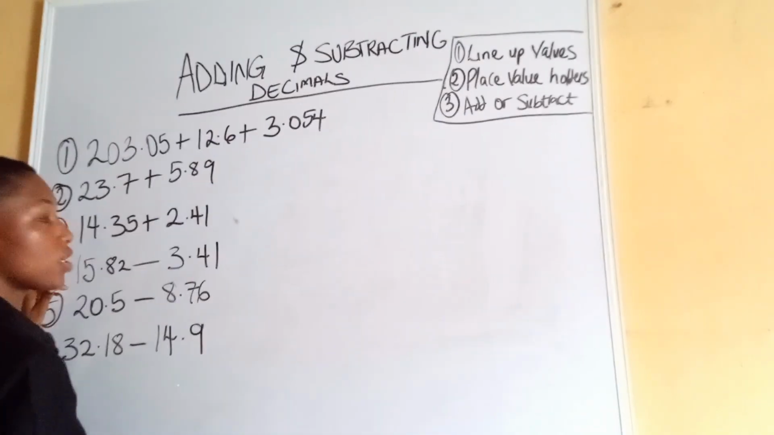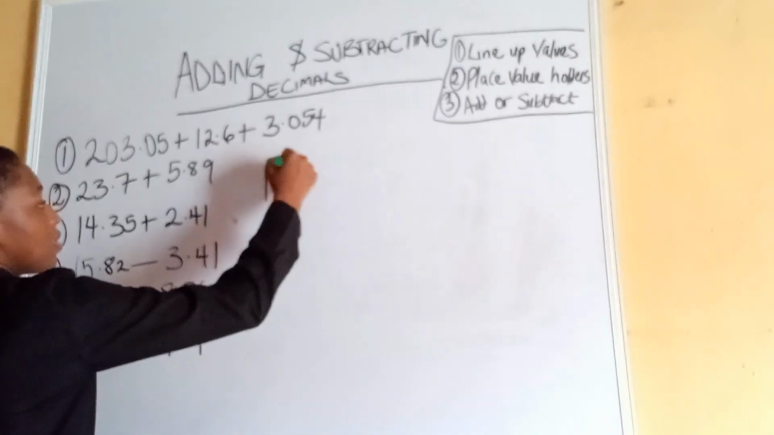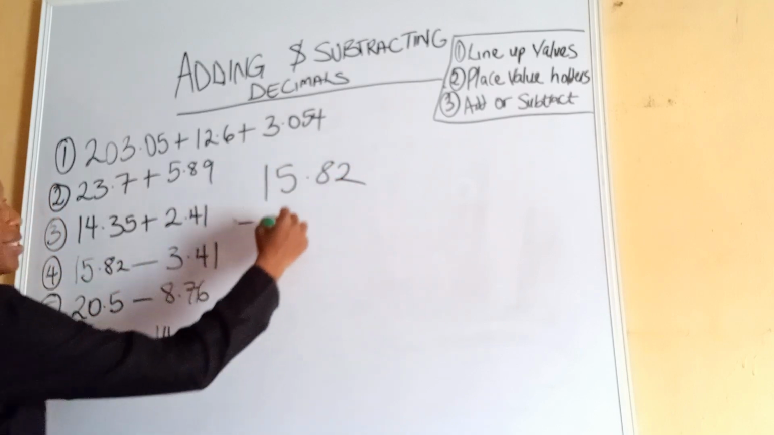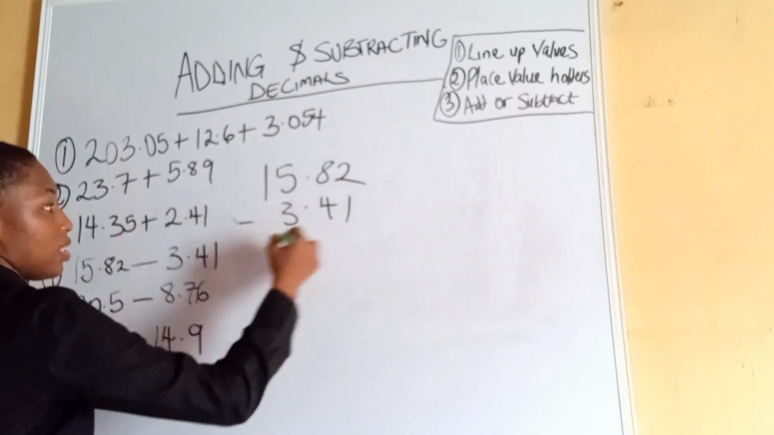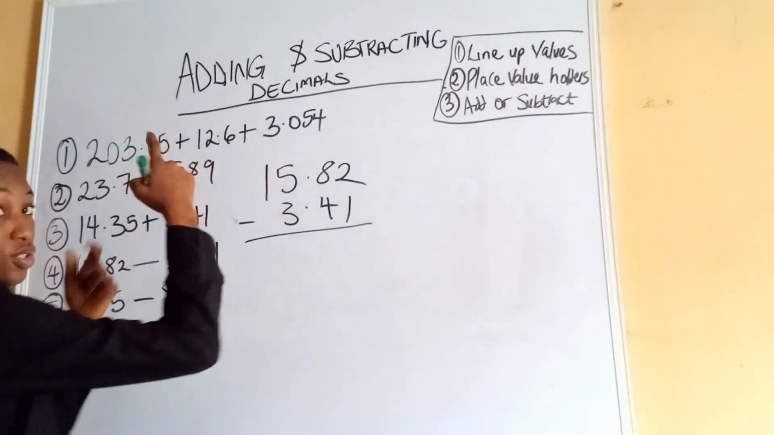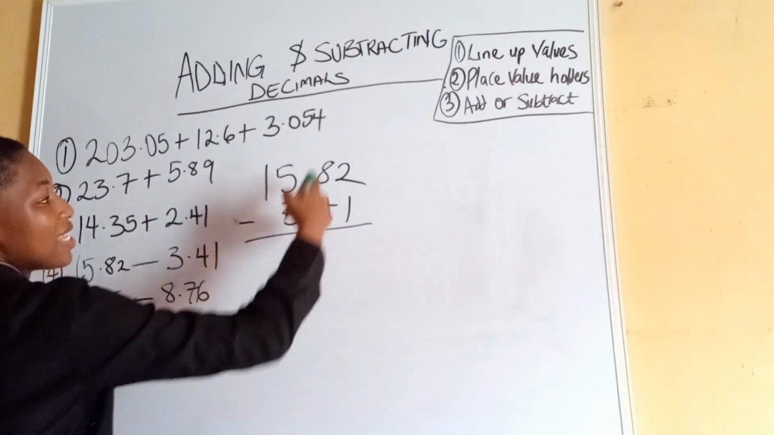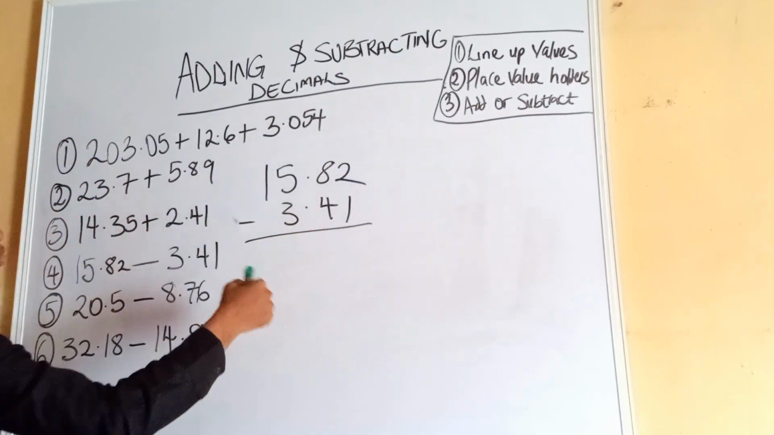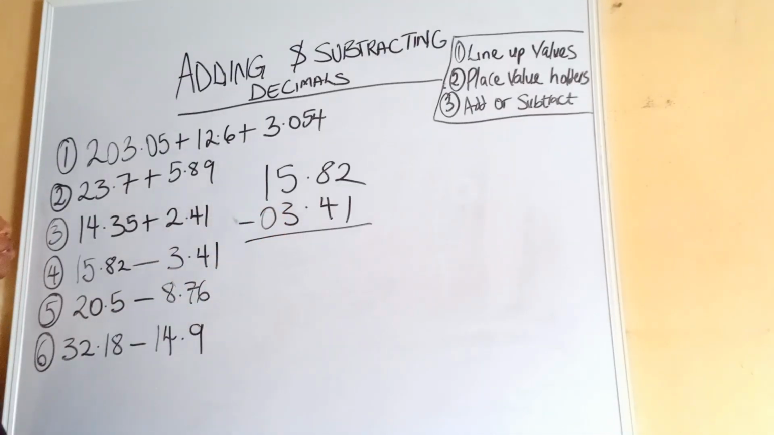All right, let's move to subtraction. So for our first question, we have 15.82 minus 3.41. Now it's still the same thing. First thing is you line up your values. So make sure the unit is in the unit place, the tenths is in the tenths place, the hundredths after the decimal is in the correct place. You can also add your place value. I will add my place value there.